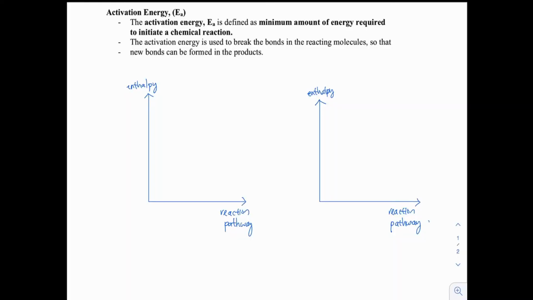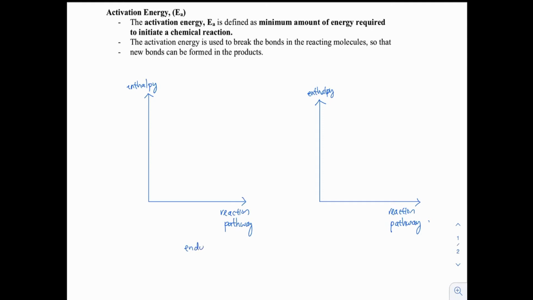Today, we are going to look at activation energy. The activation energy is defined as the minimum amount of energy required to initiate a chemical reaction. The energy is used to break the bond in the reacting molecule so that the new bond can be formed in the product. So we'll need to be able to identify the activation energy in two types of graph.